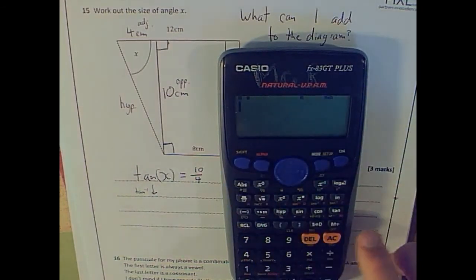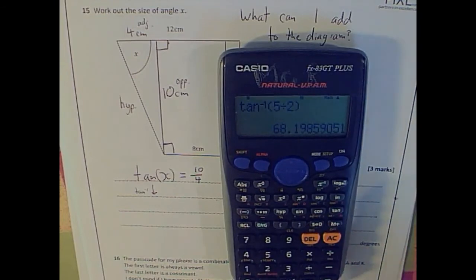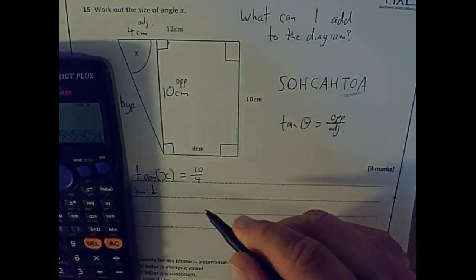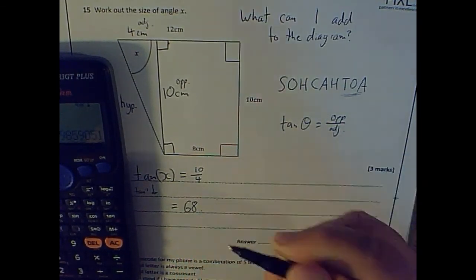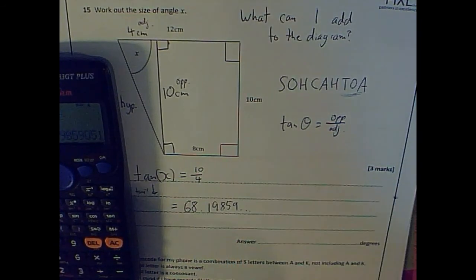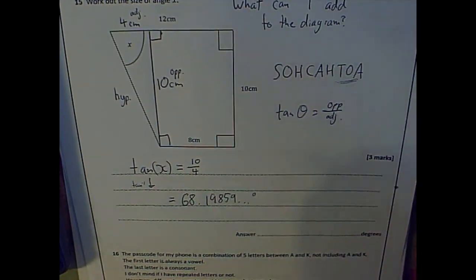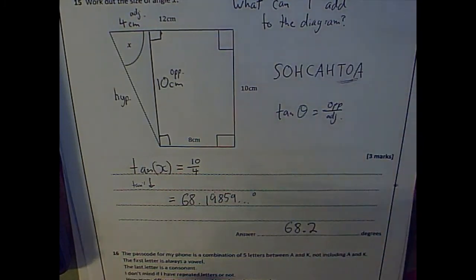So inverse tan of 5 over 2 equals 68.19. That's my angle. So x equals 68.19859 degrees. Now, what would be a sensible degree of accuracy to give? It's not told us here, but I would probably say 68.2, 1 decimal place might be reasonable.